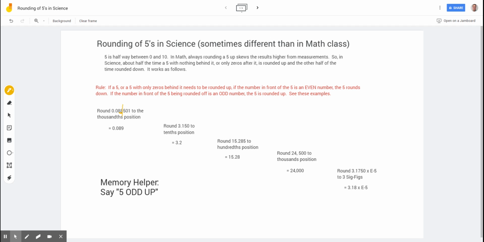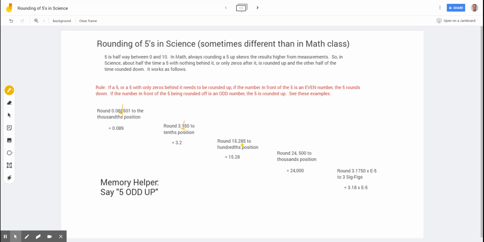Okay, let's look at the second example where we are to round 3.150 to the 10ths position. So I will underline the 10th position there, and then I will draw a vertical line after the 1. So I just look to the right of the 1, and I have a 5 and a 0. Well, that fits the special case because I'm rounding off a 5 or a 5 with only zeros behind it. So then we look to the number in front of the 5 that's being rounded off. If that's odd, then we bump up. So we're going to bump this 1 up to a 2, as we have right there.